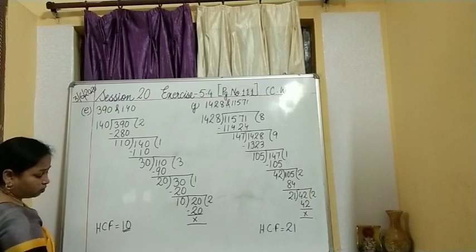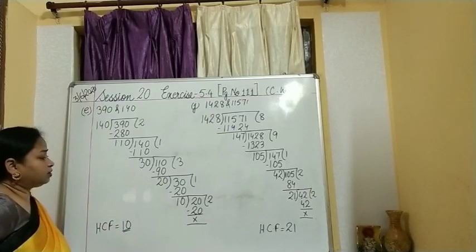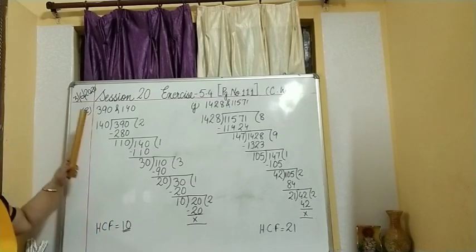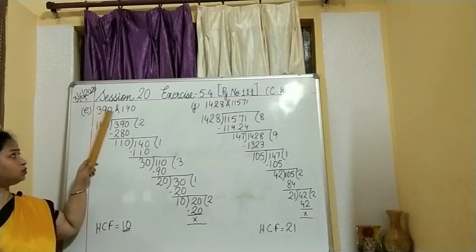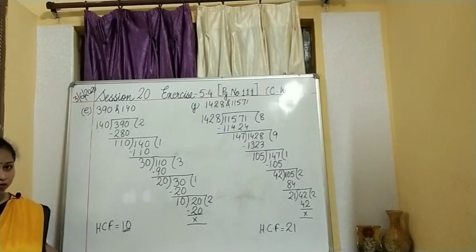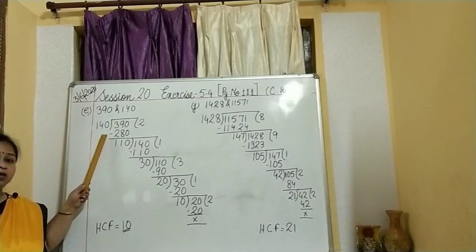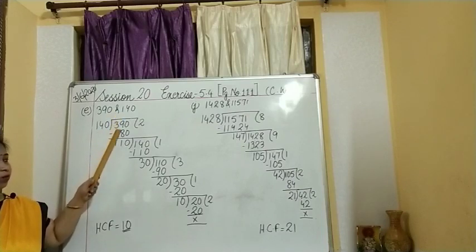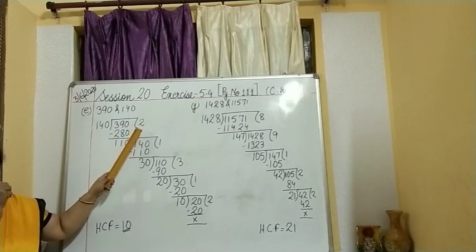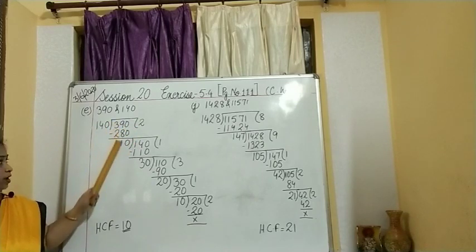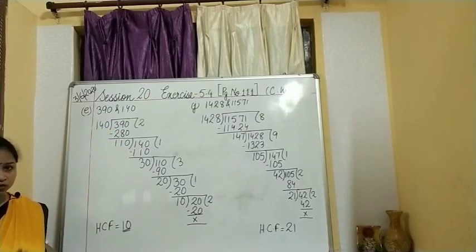Understood? No? Okay, don't worry, I'll explain it once again. Since I have completed this, let me explain this. We had two numbers, 390 and 140. Out of these two numbers, which one is smaller? 140. Which one is greater? 390. So the smaller one becomes the divisor and the greater one becomes the dividend. So 140 multiplied by 2, you get 280. Subtract this: 390 minus 280, you get 110. This is the first division step.